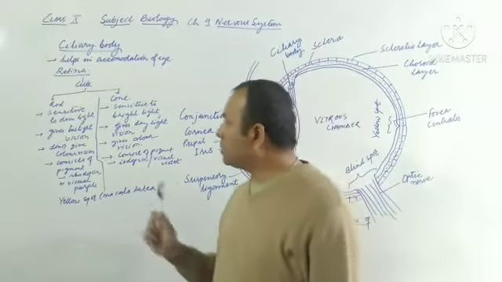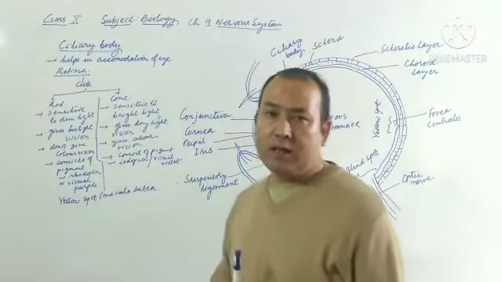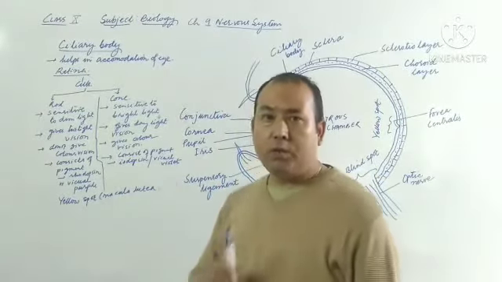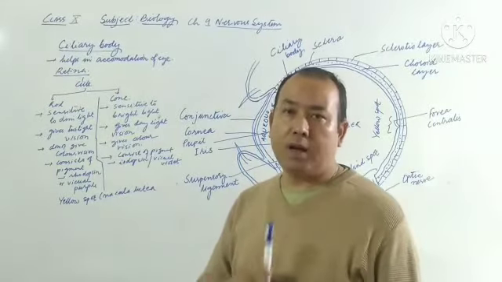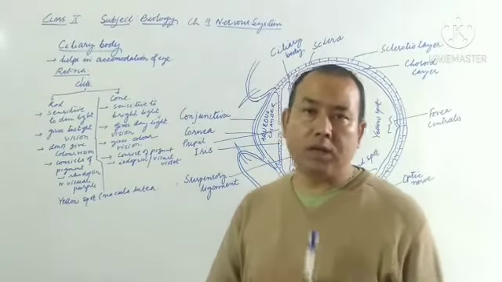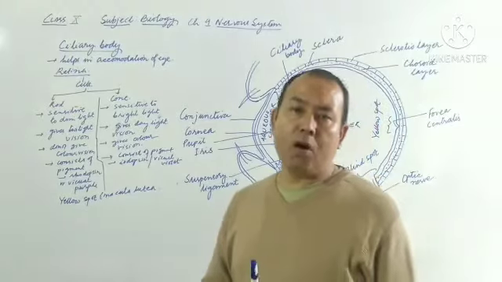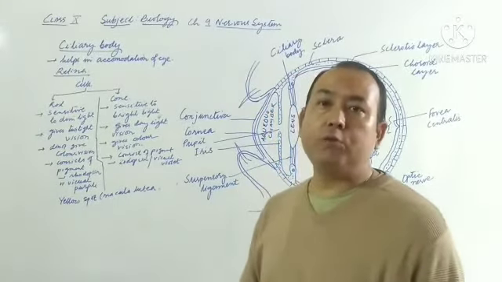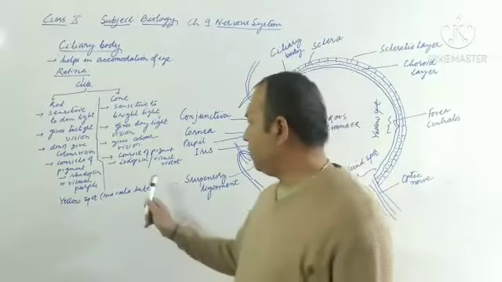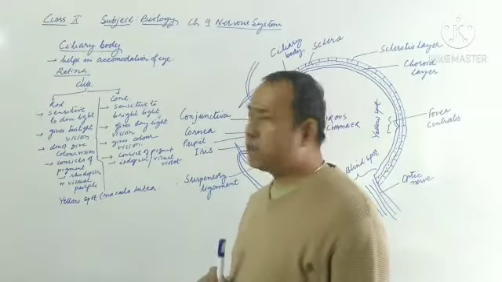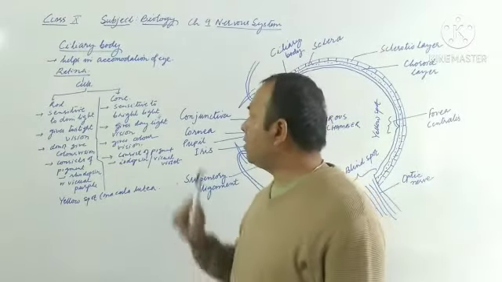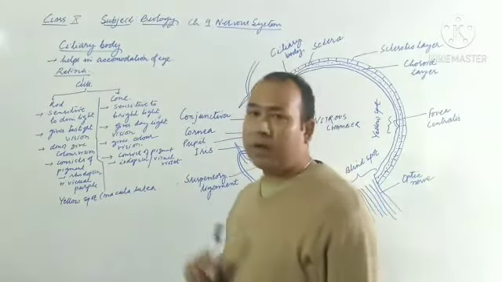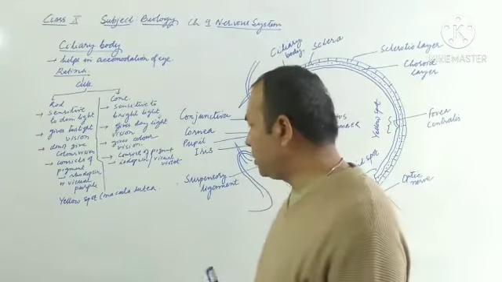Then comes the main important point, that is rod cells consist of the pigment called rhodopsin, which is also called visual purple, whereas cone cells consist of the pigment called iodopsin, which is also called visual violet. So just now we discussed rod cells and cone cells and differentiated between them. This topic is again very important from the exam point of view, students.